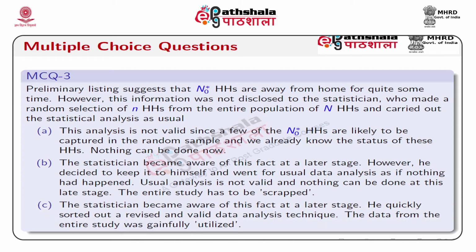The statistician became aware of this fact at a later stage. He quickly sorted out a revised and valid data analysis technique. The data from the entire study was gainfully utilized. Then you have to make a choice, you have to tell which one is okay. These are the multiple choice questions. Is it possible that the statistician, once he is aware of this fact, can quickly sort out a revised and valid data analysis technique? If you can do that, then before saying C is true, you should make sure that you know what the analysis is going to be.